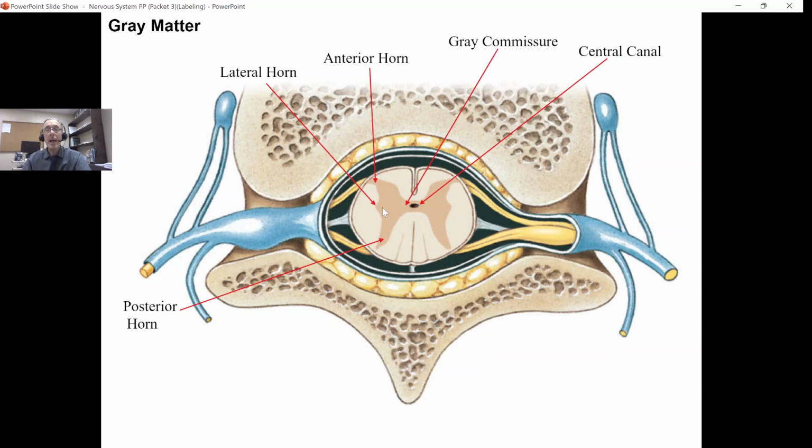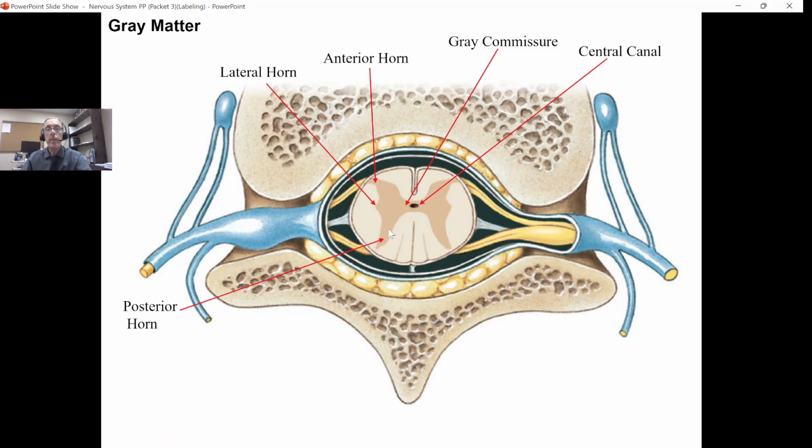So the lateral horn gives rise to our visceral efferents. Those are the efferents that are heading to an organ. And again, if you remember from a previous lesson, our first lesson on the nervous system, that is what we call the autonomic nervous system, right? The sympathetic and the parasympathetic nervous systems were part of the autonomic nervous system and they went to organs. This is where those neurons live.